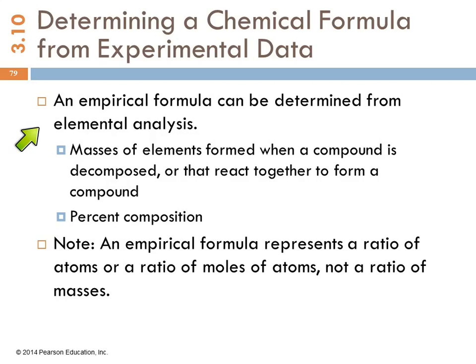But elemental analysis can give us masses of the individual elements in a compound. We can find this out by decomposing the compound, or by reacting compounds to form new compounds, we can figure out what the masses of the elements are. So that's one set of data that can give us enough information to calculate an empirical formula. We could also calculate it from the percent composition.